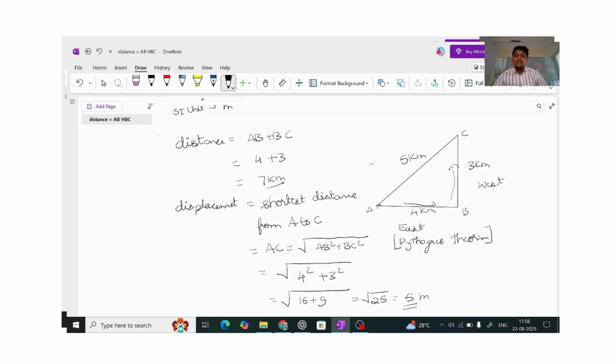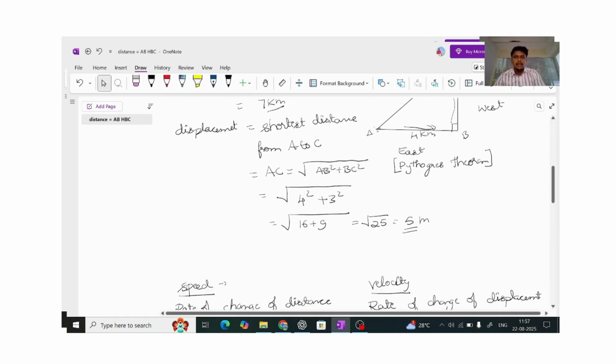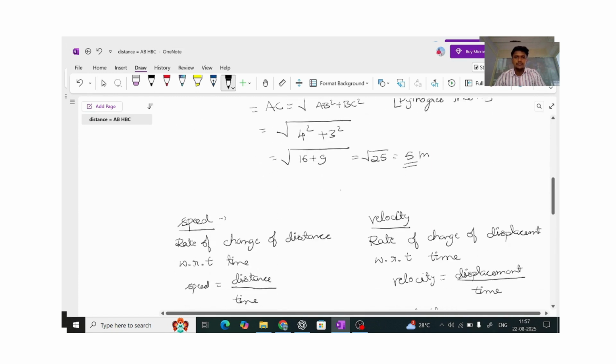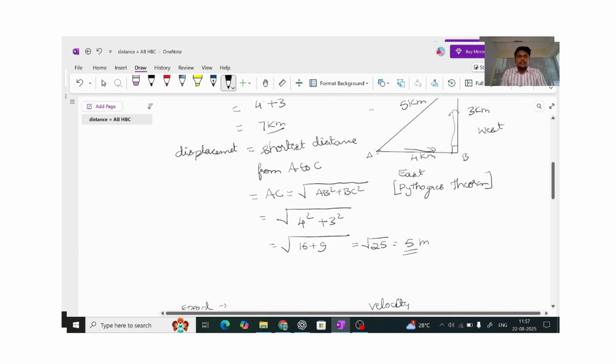But what is the displacement? Displacement is the shortest distance between point A and point C. So we join A and C. By using the Pythagoras theorem, we calculate the distance from A to C. Here the length of AC is 5 kilometers. By this, we can understand distance and displacement. Moreover, displacement is always less than or equal to the distance. Displacement can never be greater than distance.